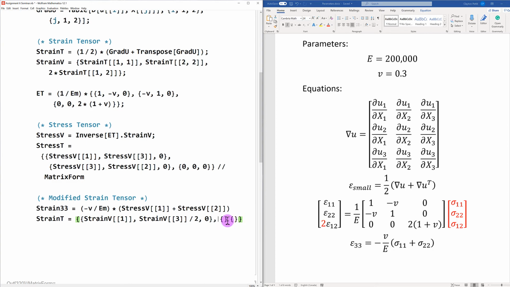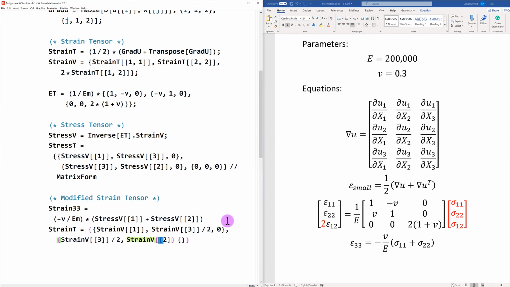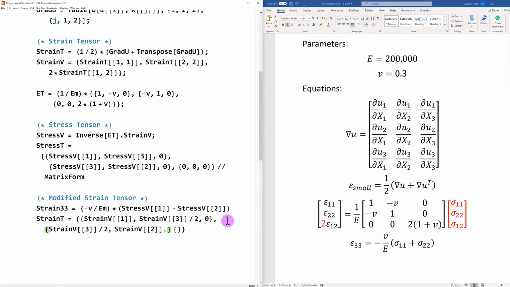Nice and easy. Moving on to the second row, the first thing that we start off with is epsilon 1, 2, which we just defined above. That's going to be the strain vector's third component divided by 2. Then we go to epsilon 2, 2. That's going to be the second component of the strain vector. And then finally, epsilon 2, 3. That's just going to be 0.